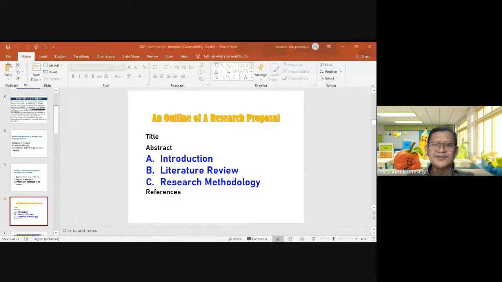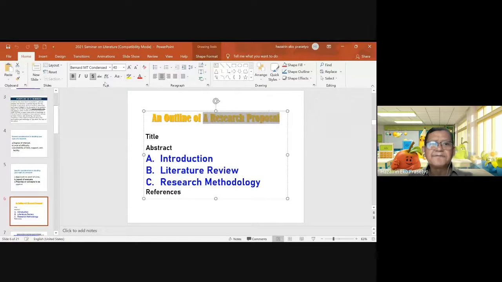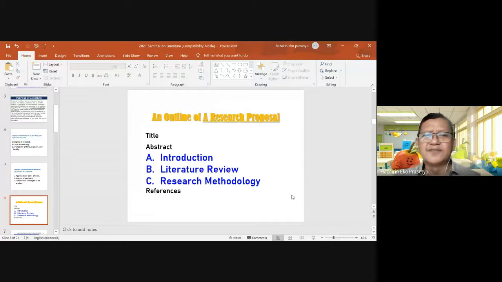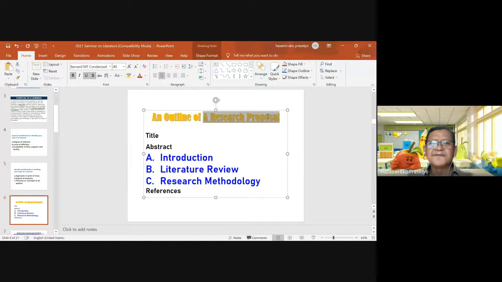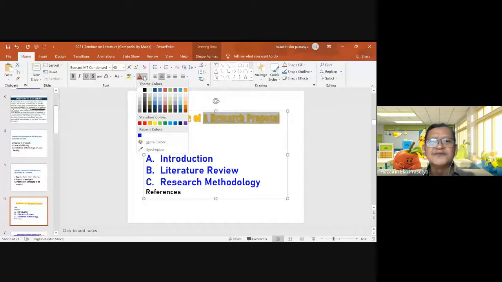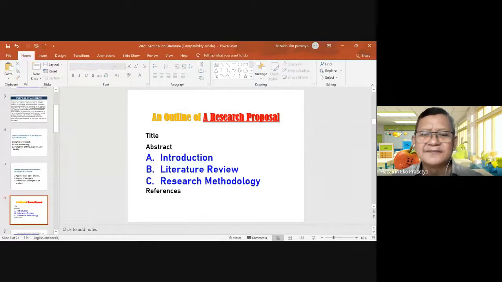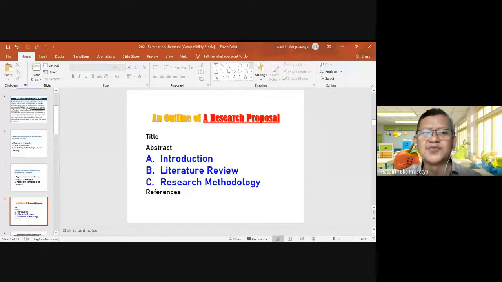So as a reminder for you this semester, keep this in mind. What you are going to write, what you are going to present, what you are going to collect, is a research proposal. Okay, research proposal. I'd like to put an underline here, a research proposal, not a research report. Okay, a research proposal. That's a must.